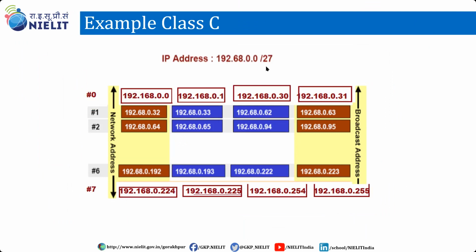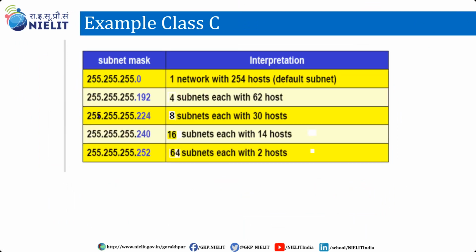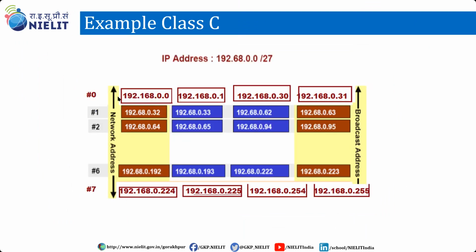So this is one of the examples with 192.168.0.0/27. This /27 means 8 plus 8 plus 8, 24, plus 3 bits taken from the host portion. With these 3 bits from the host portion, we will have 2 to the power 3, 8 subnets, and the remaining 5 bits in the host portion contribute to the total number of hosts. So 2 to the power 5 minus 2, 32 minus 2, 30 hosts in each subnet. So we can take the example of this subnetting.